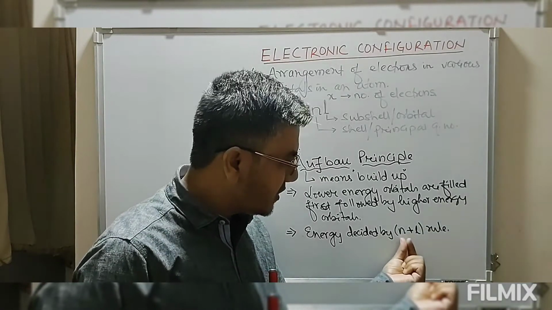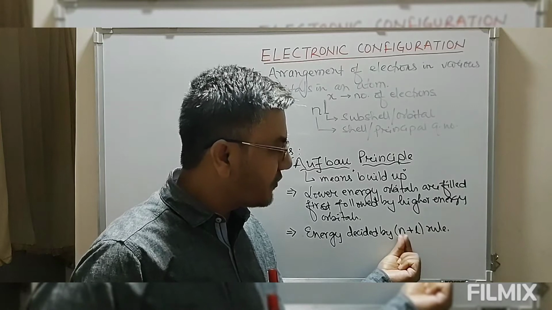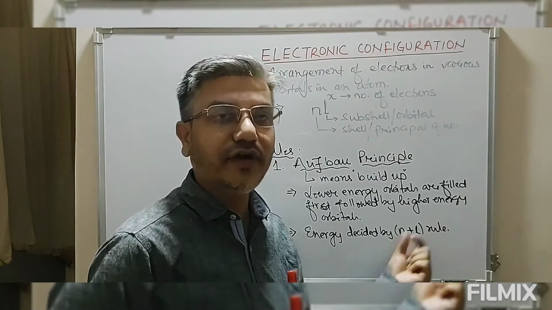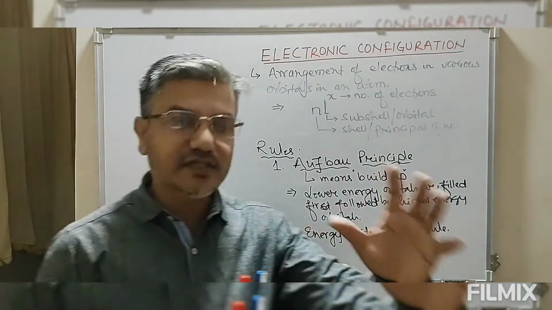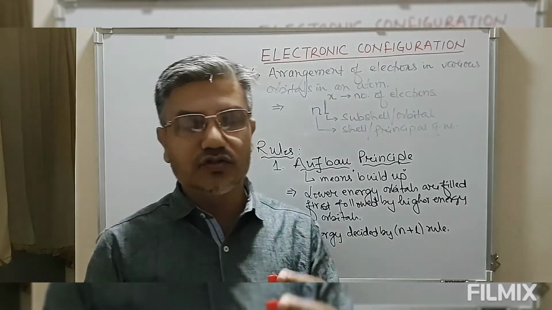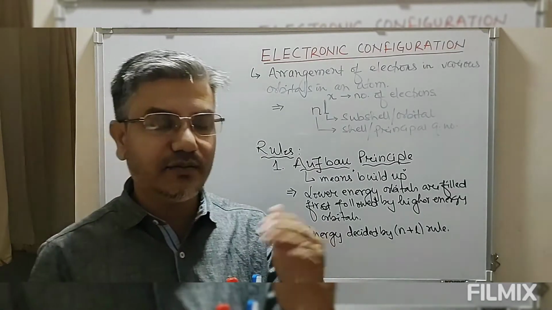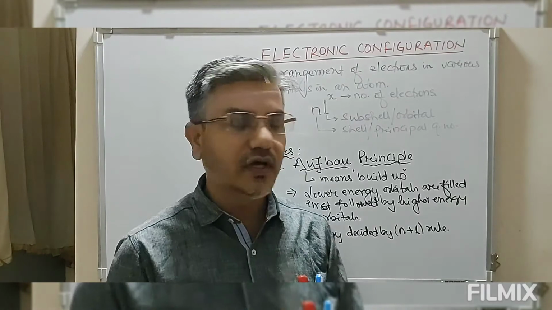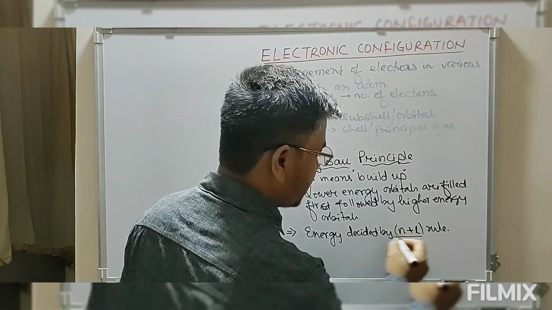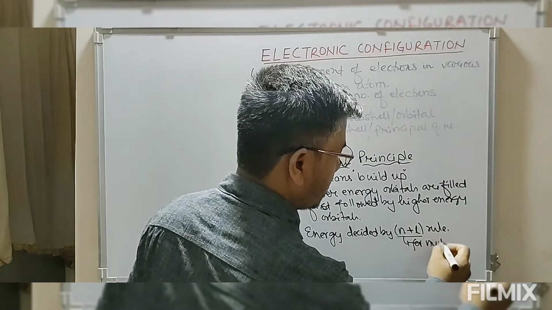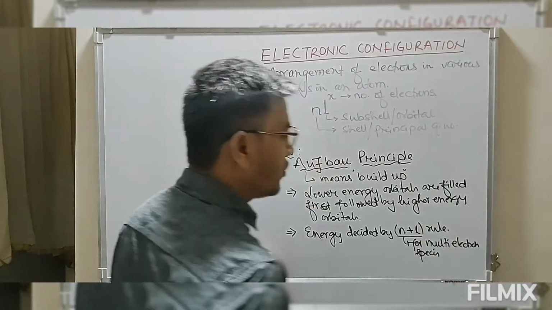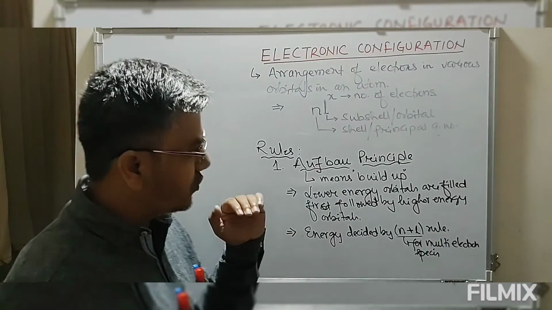So the orbital having a lower value of n plus l will have lower energy than the one having a larger value of n plus l. But if two different orbitals have the same value of n plus l, then the deciding factor will be the value of quantum number n. So the orbital with a lower value of n will have lower energy than the orbital having a higher value of n. So this is the n plus l rule, that is for multi-electron species. Multi-electron species means those species having more than one electron. So we have to follow this above principle.